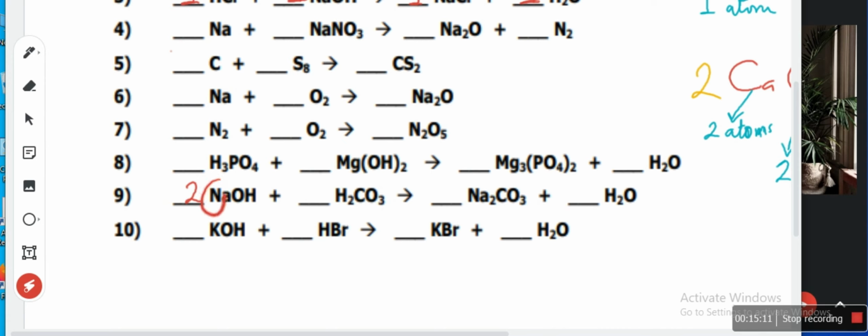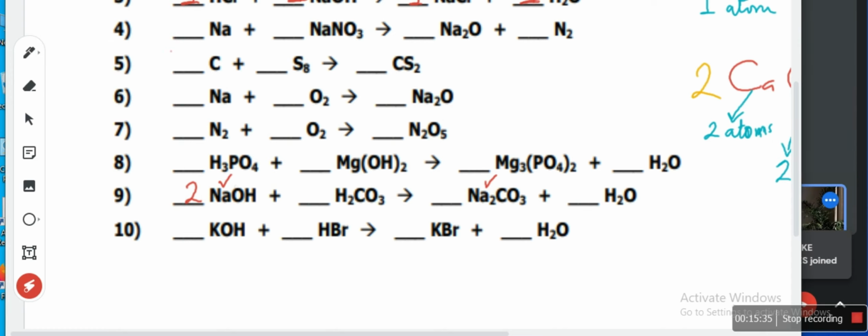Let's check if it's balanced. 2 atoms of sodium. By the time we add the 2 now, that's these 2 here, we have 2 atoms of sodium in the reactant side. Let's come to the product side. We also have 2 atoms. So sodium is balanced. But let's check. I will mark it temporarily. Let's check for oxygen.